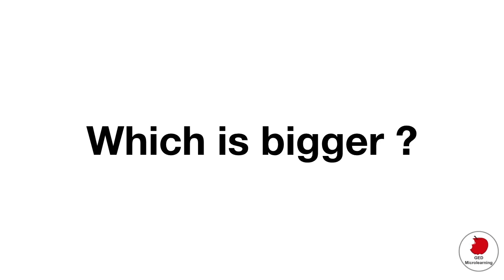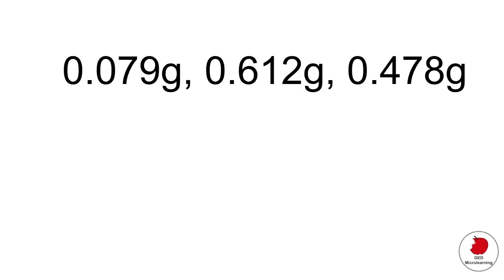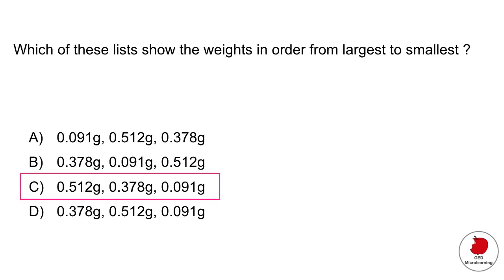The very simple way to do it is to look at the number to the right of the decimal point. If we look at these three numbers, the number to the right of the first one is 0, the one in the middle is 6, and the one on the far right is 4. So the largest number is the one in the middle, and the smallest one is on the left. If we go back to our question, the correct answer would be C.